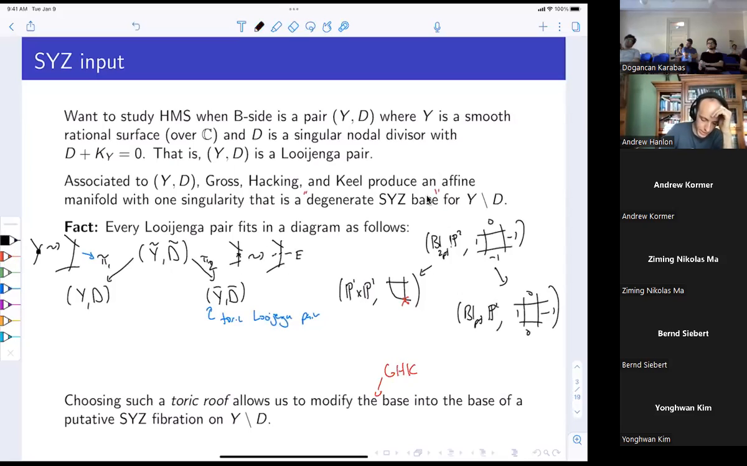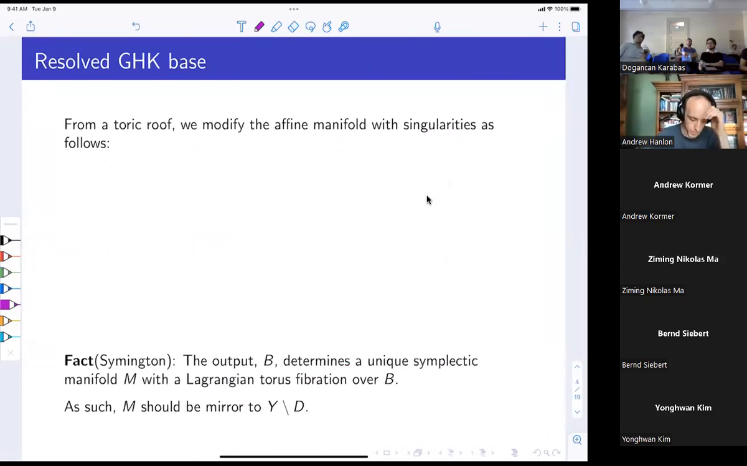And in some cases, this SYZ fibration, you can actually find even a special Lagrangian fibration. If you actually care about producing SYZ fibrations, I think you should compare with this work of Collins, Jacob, and Lin. Okay, so let me explain how you resolve this base.